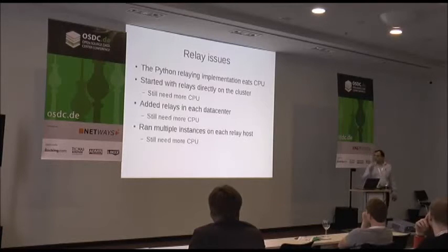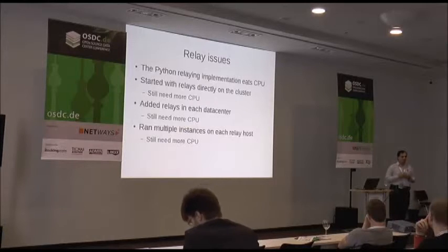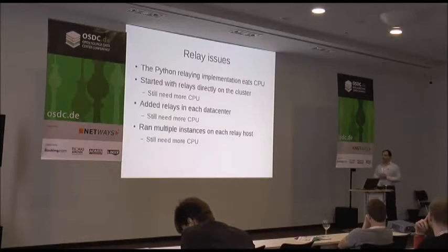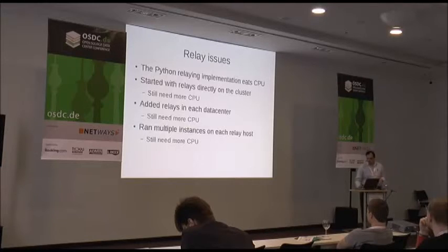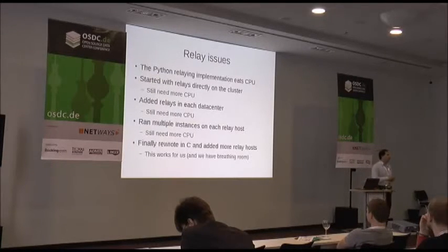Added relays in each data center, still need more CPU. So we set up an HAProxy instance which did TCP level load balancing, and we still needed more CPU. We had 20 processes on each box. And this was still when we were doing the 25 million metrics per minute number. And then we finally ended up rewriting it in C. This is open sourced, URLs at the end of the slide set. And we added a few more relay hosts. And this kind of works for us.